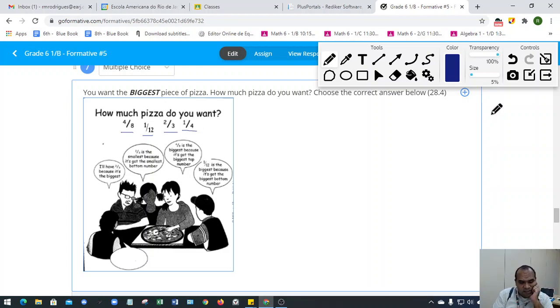Let's think first. I need to find the LCM for all those numbers: 8, 12, 3, and 4. Let's find it out. Number 8, I can break it down into 2 times 2 times 2. Number 12, I can break it down into 3 and 4, and 4 is 2 and 2. Number 3, I have just 3. Number 4, I have 2 and 2.